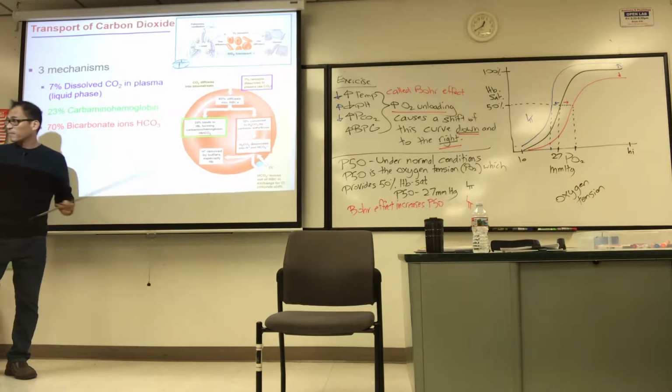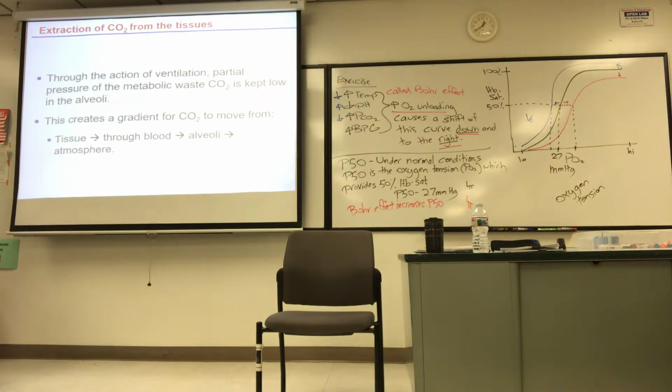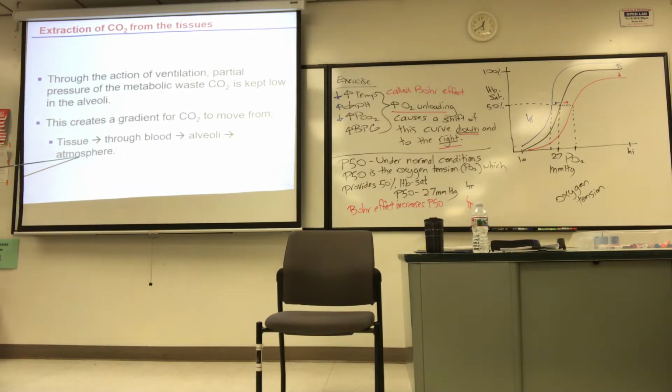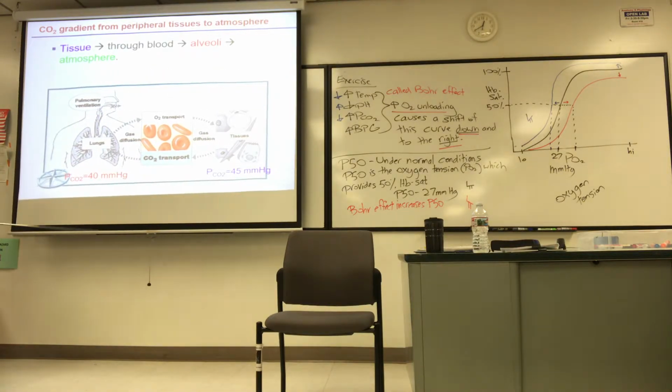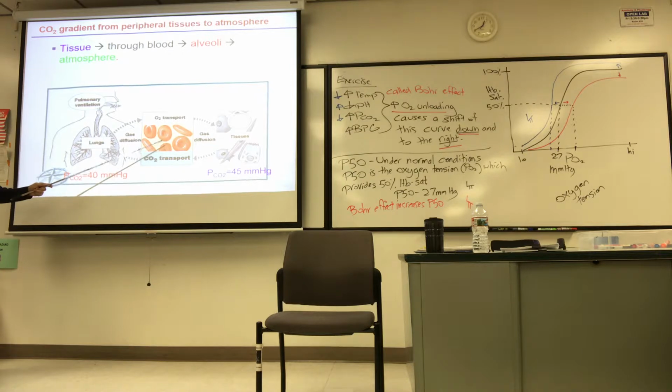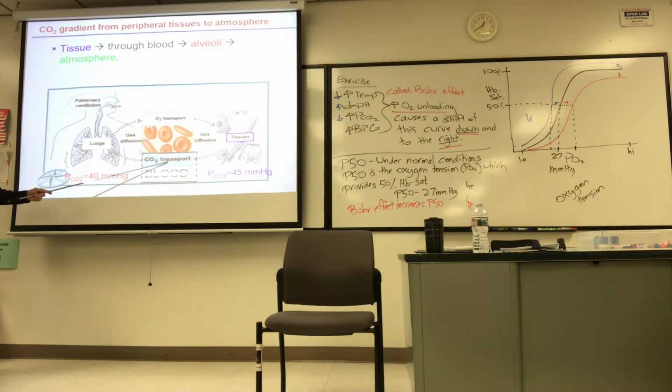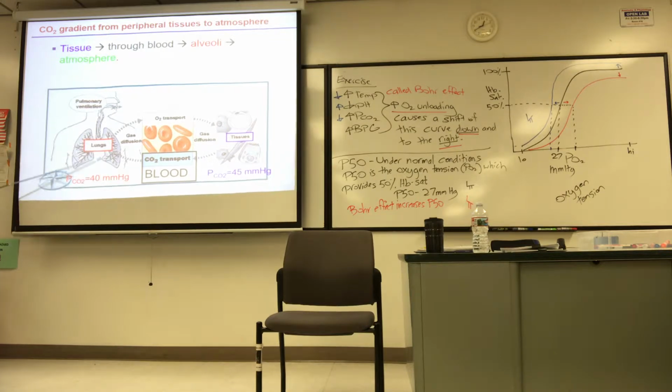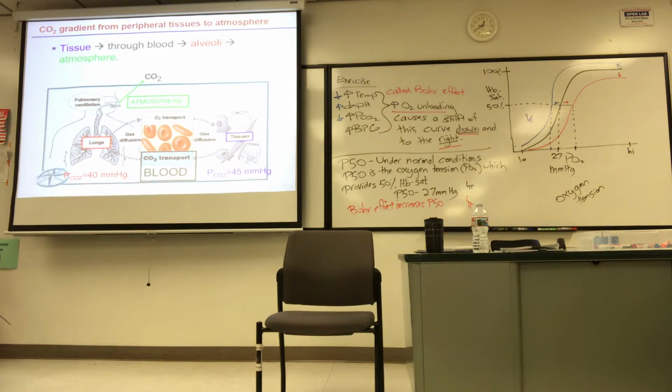So think of CO2 as a metabolic waste product that you have to extract from the tissues, and through the active ventilation or breathing, the partial pressure of this metabolic waste CO2 is kept low in your lungs, in the alveoli. So this creates a gradient for CO2 to move from tissues through the blood to your lungs and breathe it off to the air. Here's a picture of that. Tissues are accumulating the CO2. Somehow you got to breathe it off. So you extract it from the tissues, you get it into the venous blood, and the blood will transport it to the lungs, where you can finally breathe it out to the atmosphere.